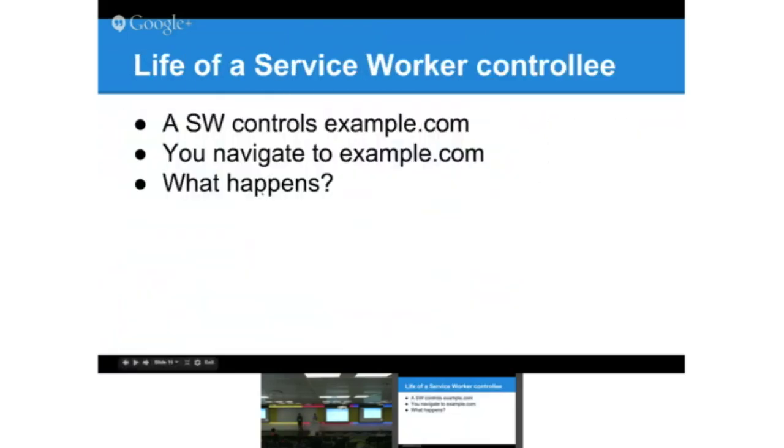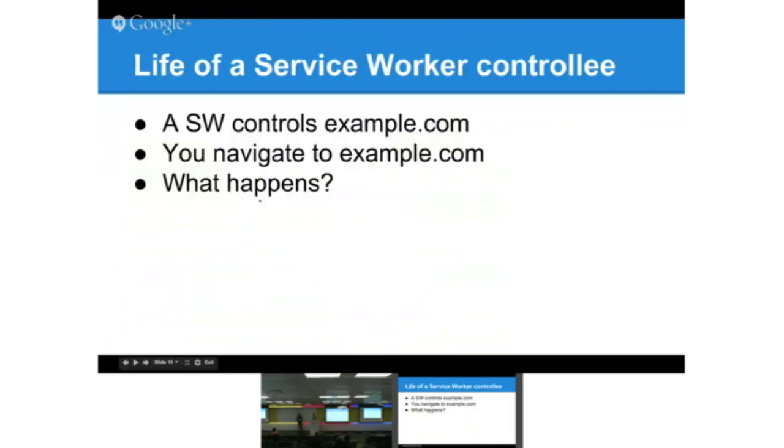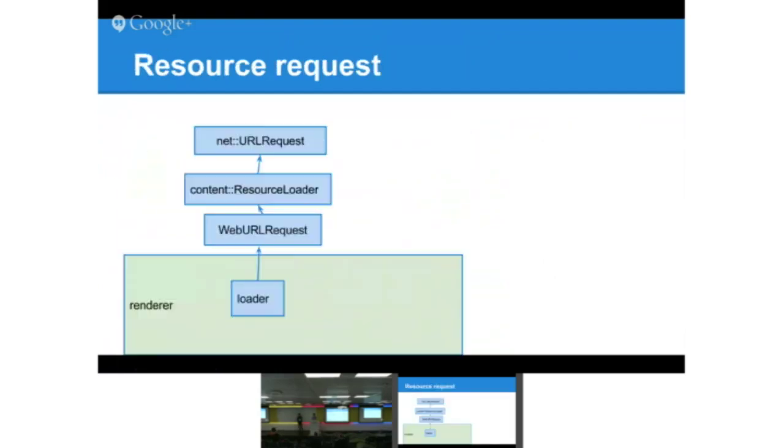Okay, so the next thing to talk about is how does this actual URL request interception work? Why did the browser know to dispatch a fetch event to the service worker, and what does it do with this response? Okay, let's just dive into that.